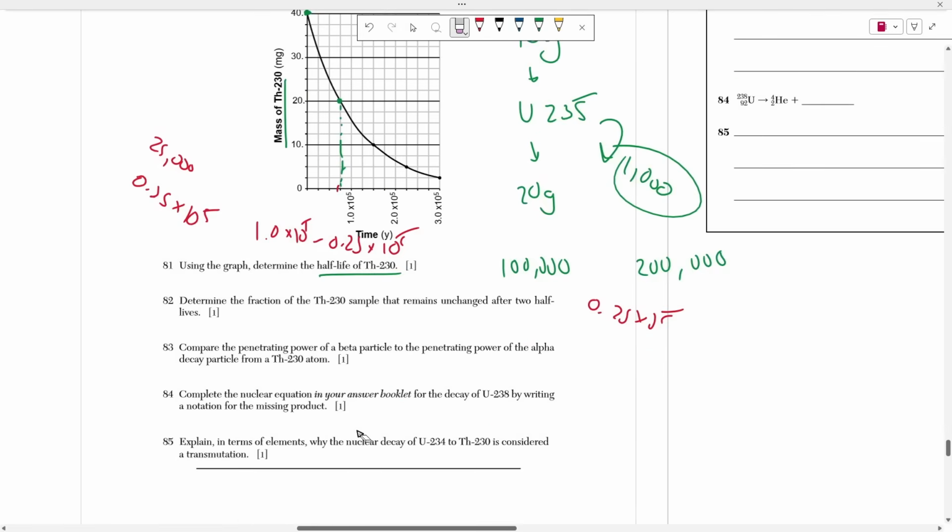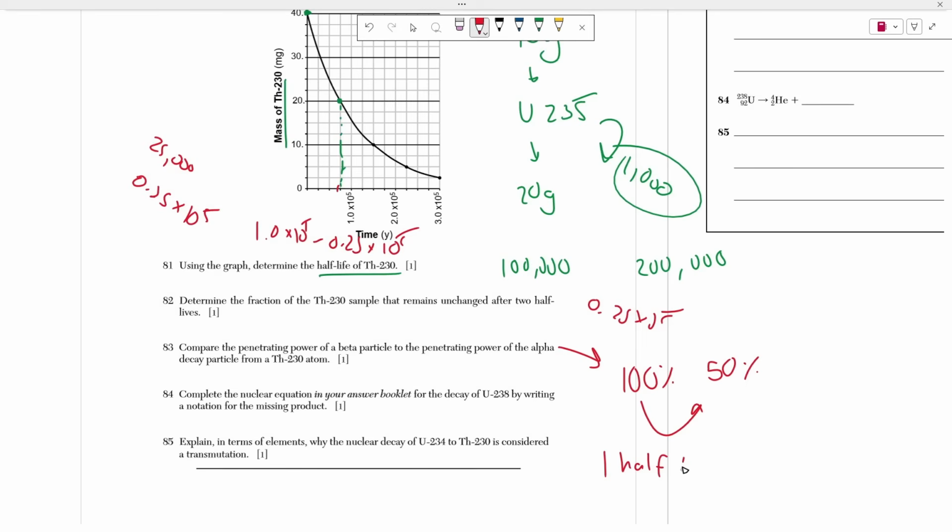Moving on to number 82, it says determine the fraction of a thorium-230 sample that remains unchanged after 2 half-lives, okay? So let's think about it this way. If you start your decay at your starting point, you have 100% of your mass. Nothing has changed. Then at the half-life, you reduce your mass by half. So half of 100% is 50%. This is 1 half-life. So now you have 50% of your mass remaining, because in 1 half-life, half of your mass gets reduced.